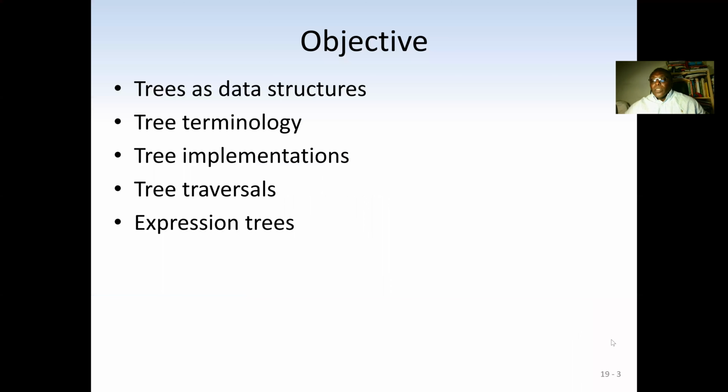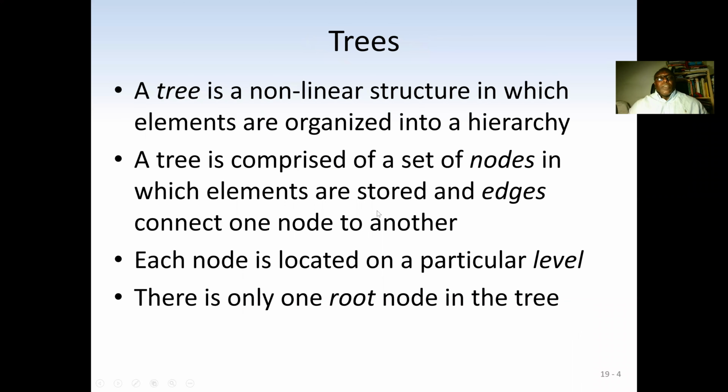So first, we will go through the definition of a tree. I'm going to read the slides here and then we break it down. A tree is a nonlinear data structure in which elements are organized into a hierarchy. A tree comprises a set of nodes in which the elements are stored, and edges connect one node to another. Each node is located on a particular level and there's only one root node in a tree.